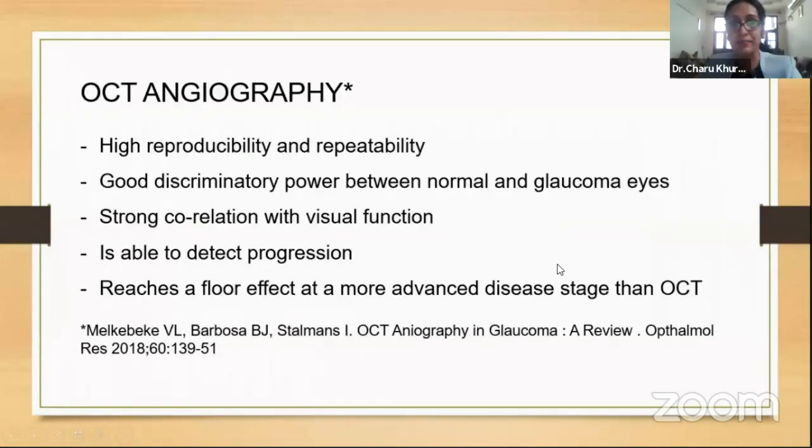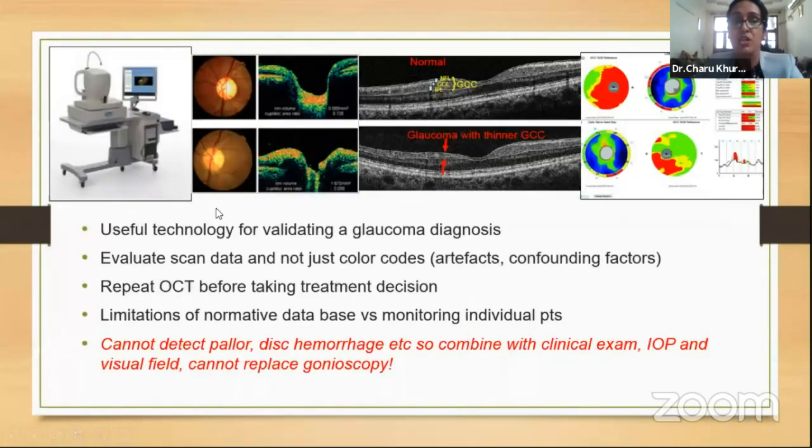Just the last slide, sir. So OCT angiography has increased our evaluation potential with the OCT, and widened the spectrum both for the pre-perimetric as well as for the later glaucomas. In fact, it reaches a floor effect at a more advanced disease stage than purely the RNFL and GCC. So it is a useful modality for glaucoma diagnosis. However, remember to evaluate the scan data and not just the color codes. It is a good idea to repeat an OCT if you are taking a treatment decision based purely on OCT.